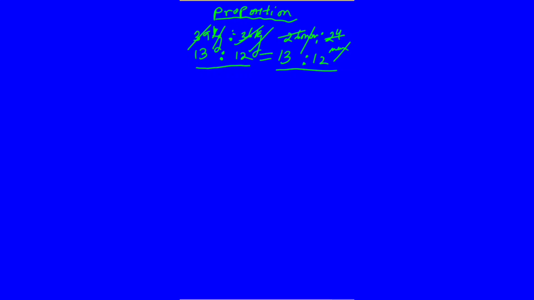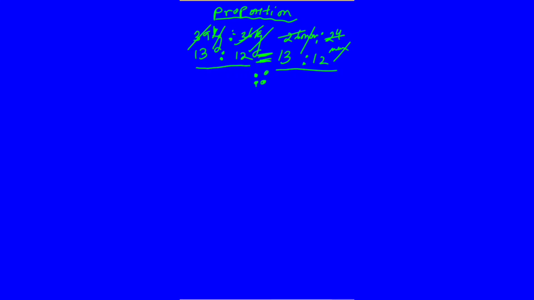In some cases you will find that instead of this equal sign, four dots are given, and it is read as 13 is to 12 is as 13 is to 12. So 39 kg is to 36 kg is as 26 men is to 24 men.